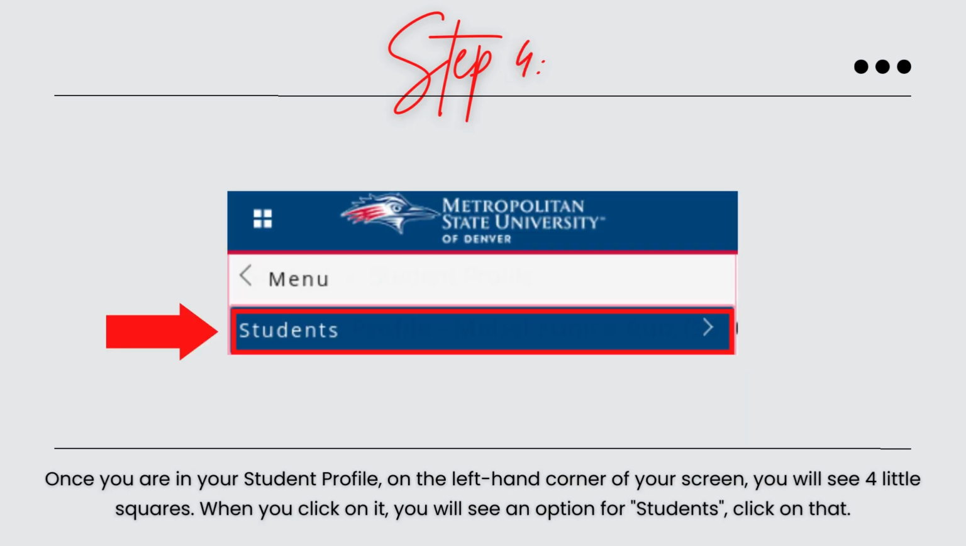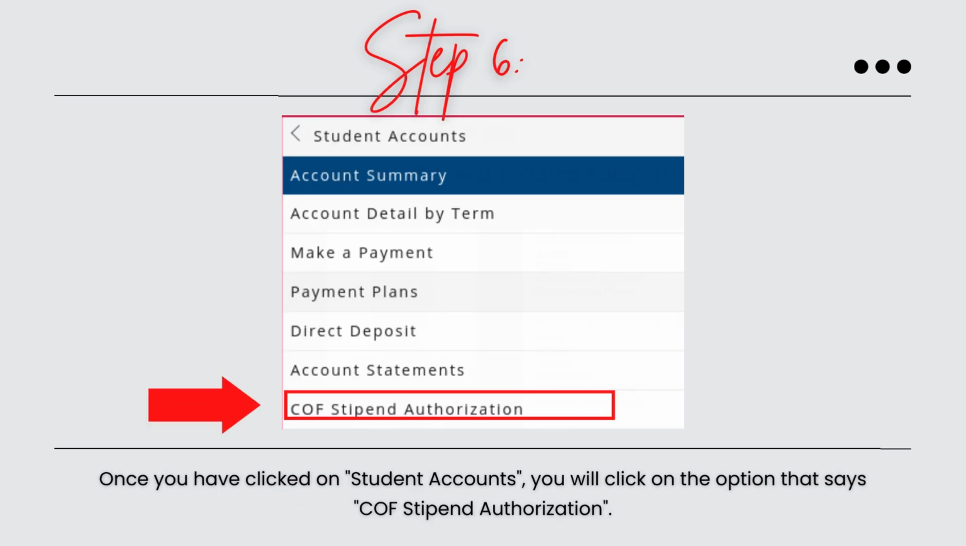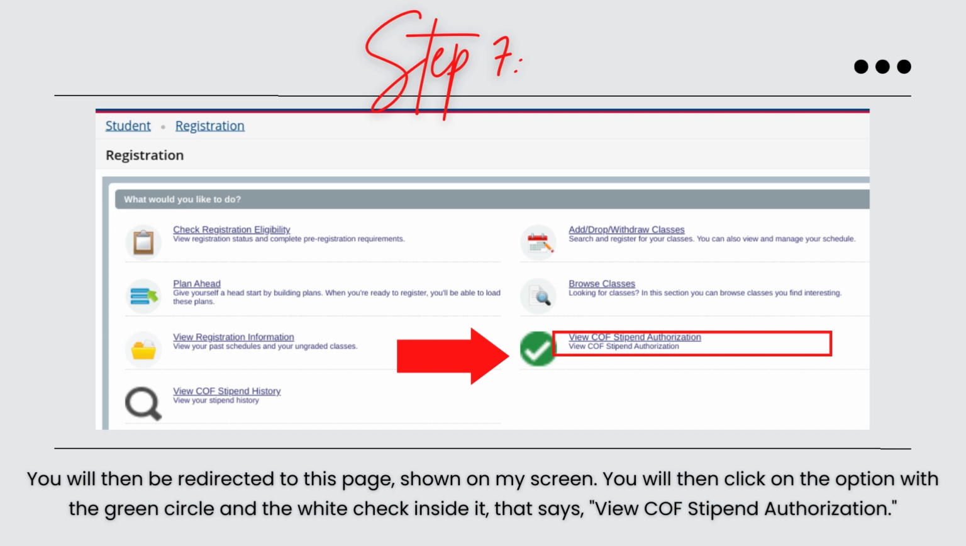Once you are in your student profile, on the left-hand corner of your screen, you will see 4 little squares. When you click on it, you will see an option for students. Click on that. A list of options will appear once you click on Students. You will see an option for Student Accounts. Click on that icon. Once you have clicked on the student accounts, you will click on the option that says COF Stipend Authorization. You will then be redirected to this page shown on my screen.